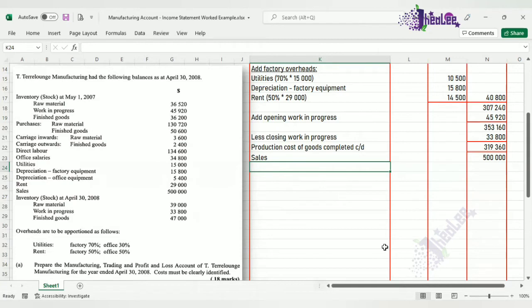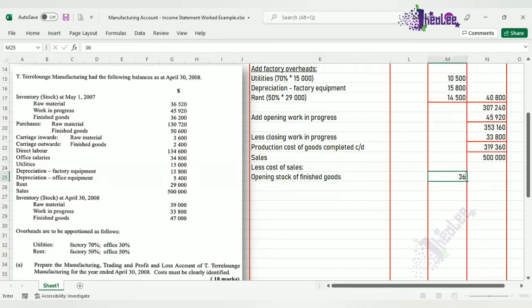So our next step is to less cost of sales. And our cost of sales calculation would be our opening stock of finished goods. And our opening stock of finished goods is 36,200.